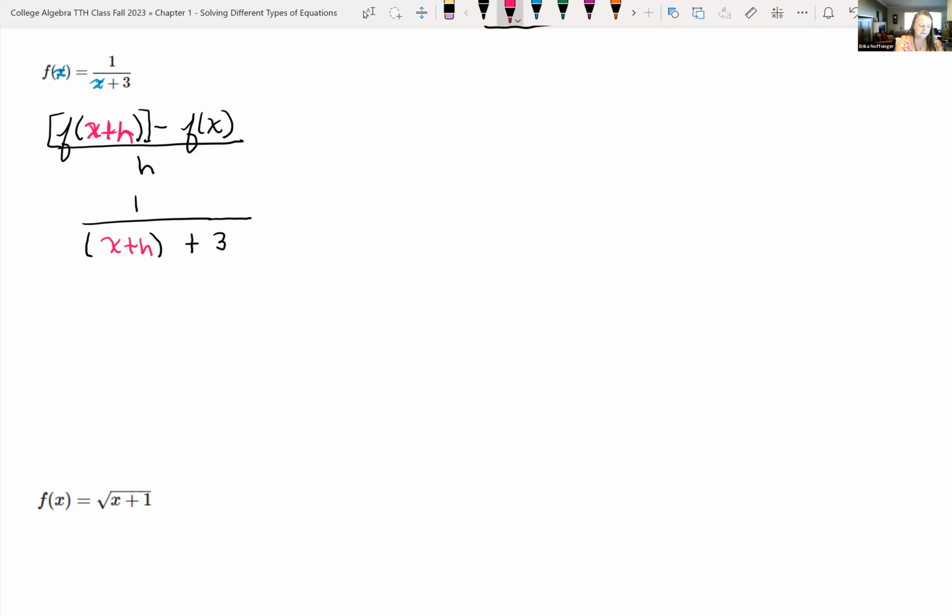So that's just the first piece of the difference quotient, f of x plus h. Then we're going to have minus our function f of x. Well, the equation there is 1 over x plus 3. And then we have this whole thing over our h value. So we want to clean this up and simplify.